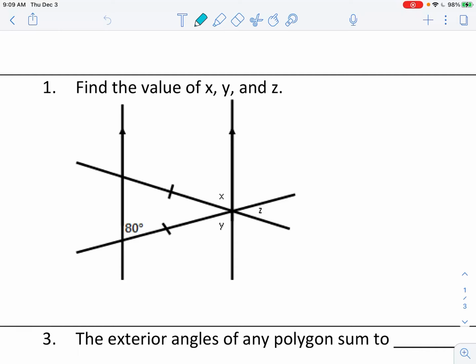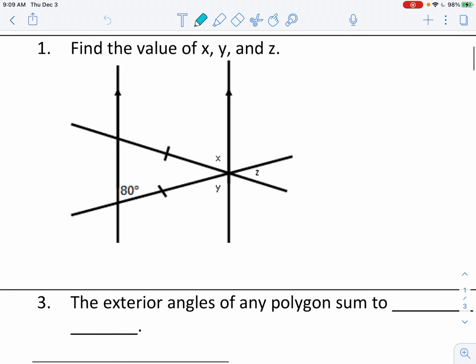Hey geometry students, this is the Unit 2A retake review. So I just realized this is Unit 2B retake review. I can read. We have a triangle, and there's a couple different ways you could do this.